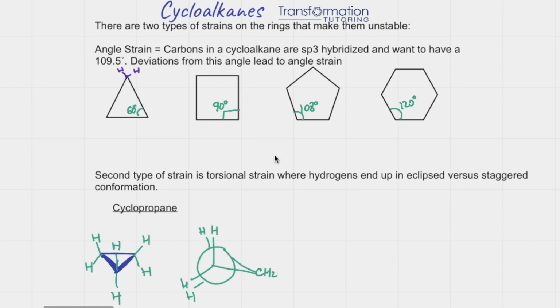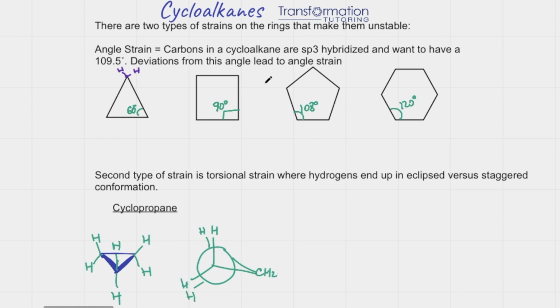Cycloalkanes. There are two types of strains in the rings that make them unstable. The first kind is angle strain. Angle strain happens because a carbon inside a ring is sp3 hybridized, and that means that it wants to have a 109.5-degree angle. So for example, this carbon is connected to two hydrogens and two carbons. It has sp3 hybridization and it wants to have a 109.5 angle. If the angle is not 109.5, that causes a strain that is called angle strain.